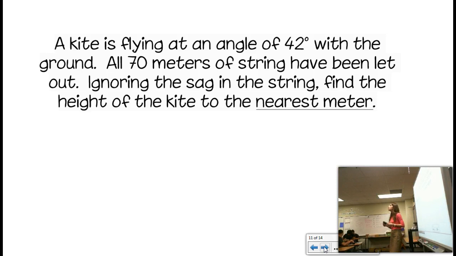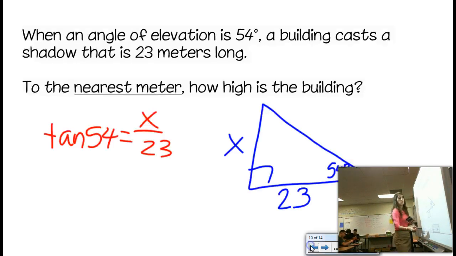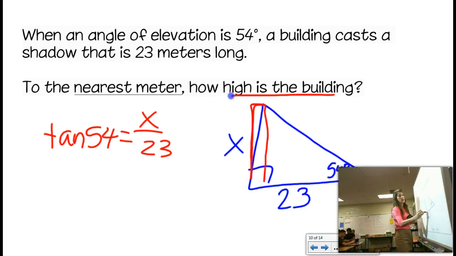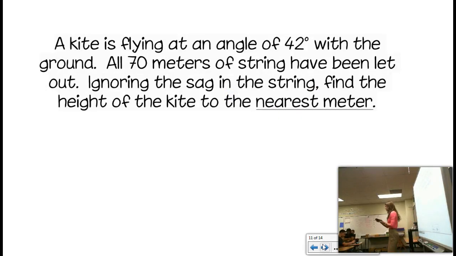Okay, ready. What's your question? For the last question, wasn't it asking for height? Like, where to put our X? Because I put it on the other side of the triangle. You put it on the hypotenuse? How high is the building? So here's the building, the red thing. It's like saying how tall is the building. This is not its height. Height is always straight up and down. Okay. Thank you for asking.